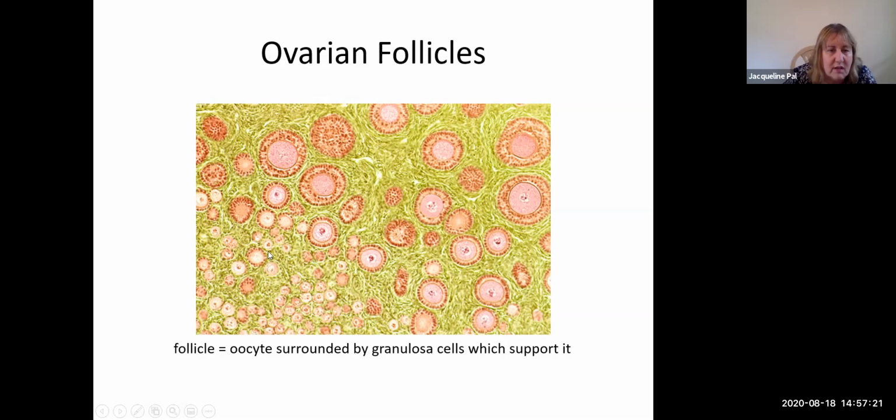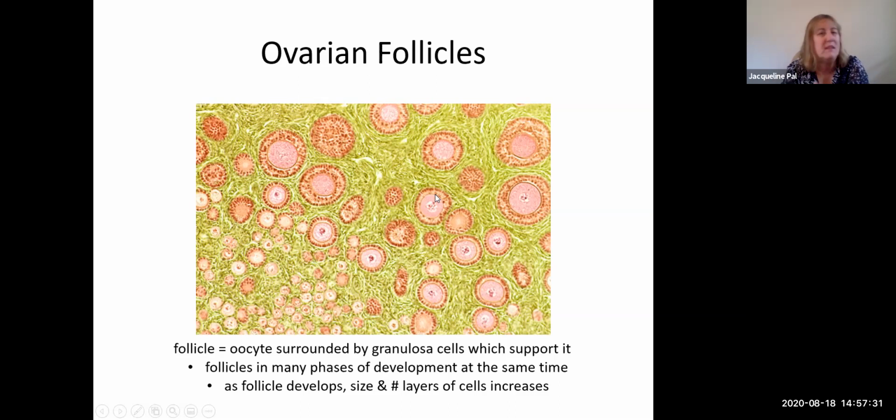Whereas on other ones, you can clearly see a single layer, and on some of them, you clearly can see two or more layers, as they are developing. Hopefully from this picture, even though these are all small, you can see that there are follicles in many phases of development at the same time. There is no follicle that starts on day 1 of the cycle and is ready to be ovulated on day 14. It's going to take several cycles for a follicle to develop and be ready to undergo ovulation.